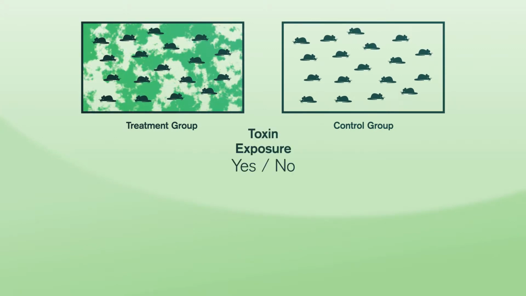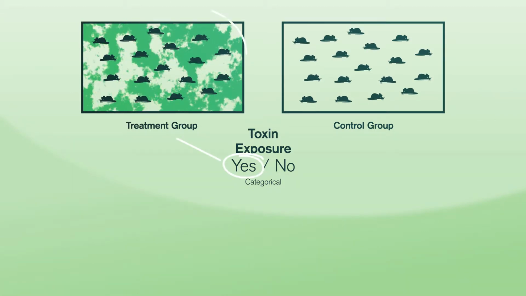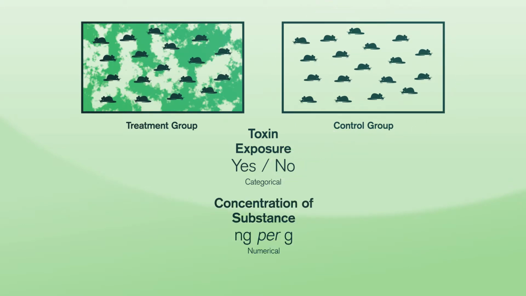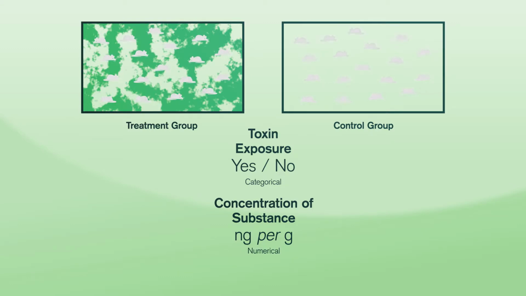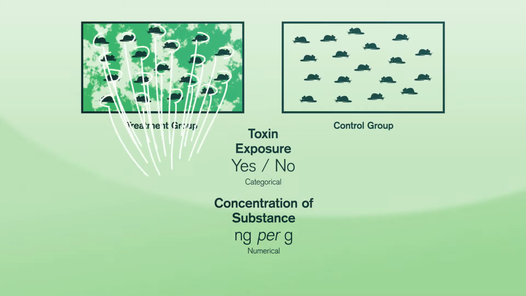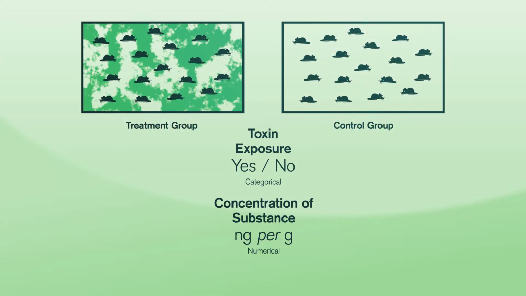One is toxin exposure, which is categorical, with possible responses yes for treatment group or no for control group. The other is concentration of substance in the brain, measured in nanograms per gram, which is numerical. We have 36 rats. For each, we measure these two variables. The result for a rat exposed to the toxin is not related to the result for one not exposed to the toxin, so we may consider an independent two samples t-test.